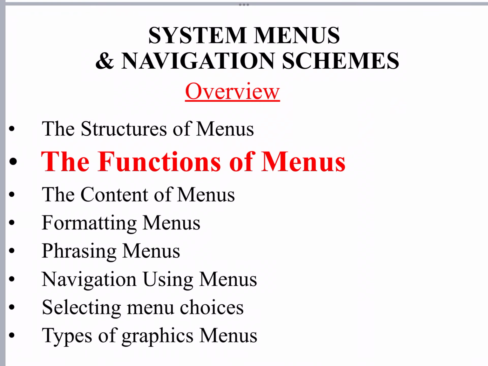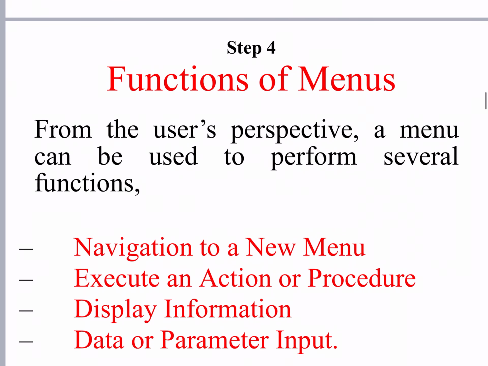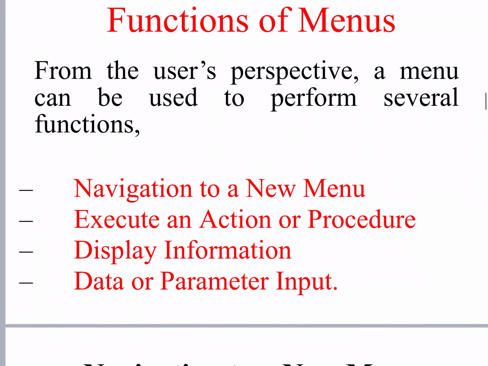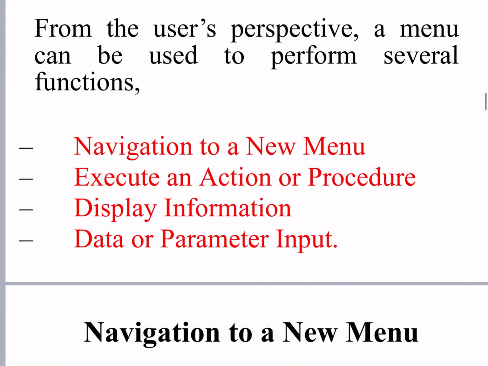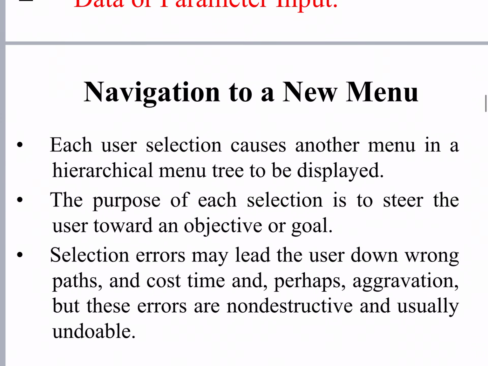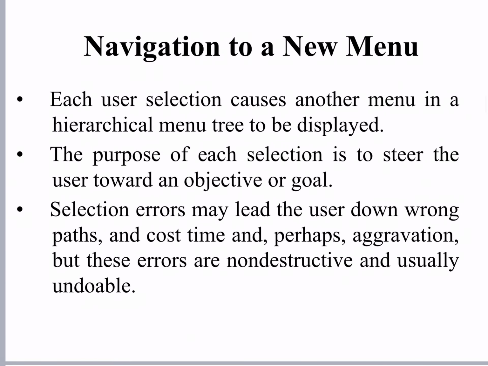So, in Module 3, System Menus and Navigation Schemes, we saw the structures of menus, and the next topic is all about the functions of menus. When it comes to the functions of menus, from the user's perspective, a menu can be used to perform several functions. So, what are those functions? We will see. The first one is navigation to a new menu, then execute an action or a procedure, display information, and data or parameter input. So first we will see navigation to a new menu.